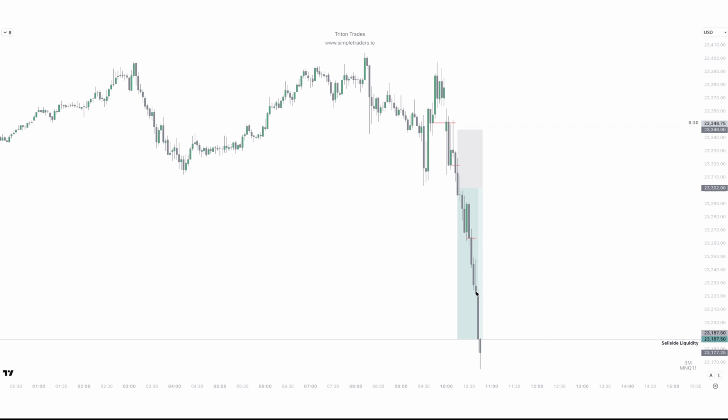Dropping down to the 3 minute, we can see once again that is London's high. I forgot to mark it out over here, but that is London high. We swept it over there. We have this bearish CRST on the 3 minute. And most importantly, we came up, we rejected it once again, and we have a 3 minute bearish CRST.